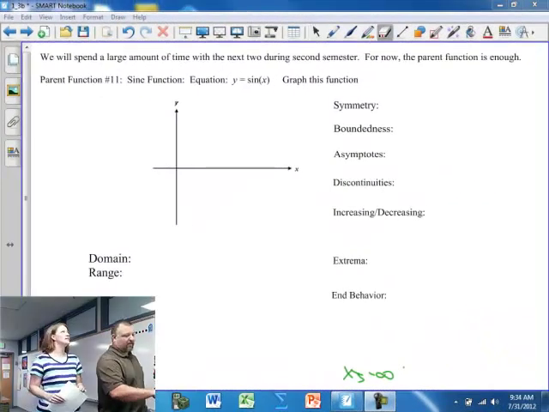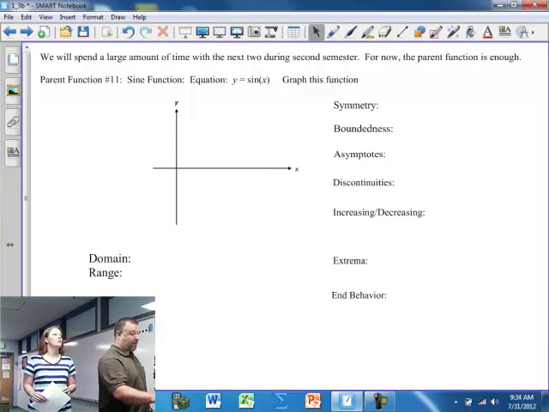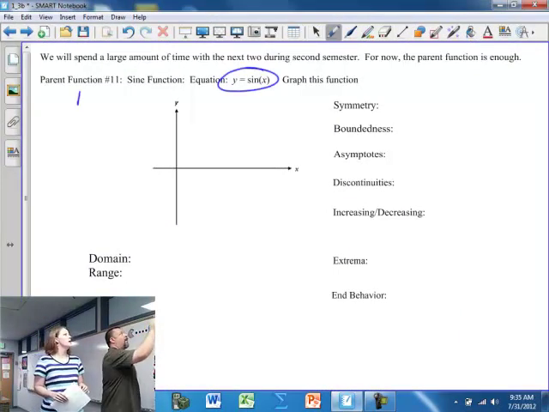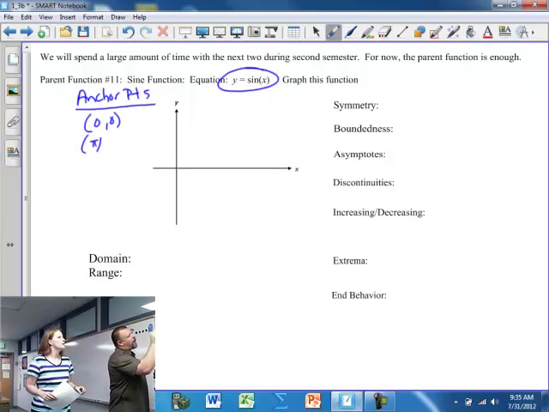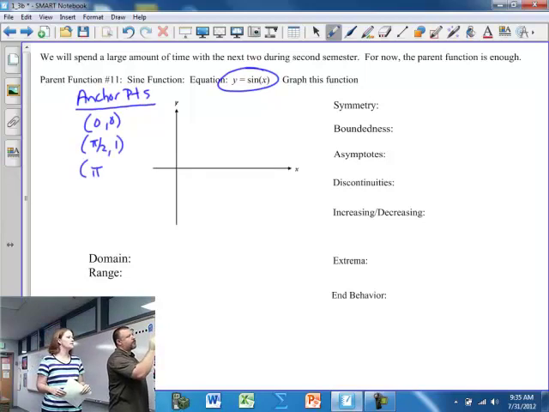Alright, we're ready for parent function 11, which is the sine function. Y equals the sine of x. You should remember this from Algebra 2 and from FST. So if you haven't already, go ahead and pause the video. Try to graph it yourself. Okay? But Mr. Leckie's listing some anchor points for us.